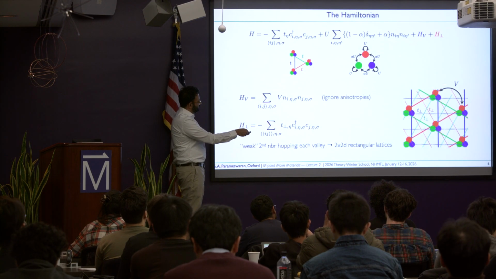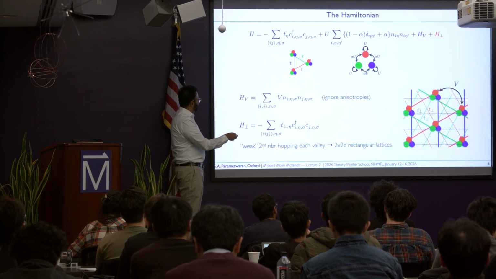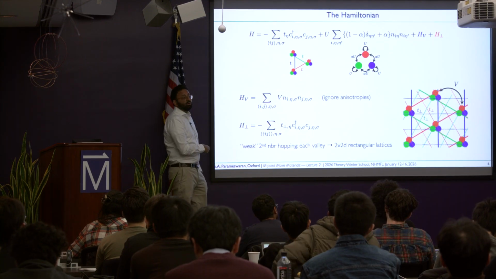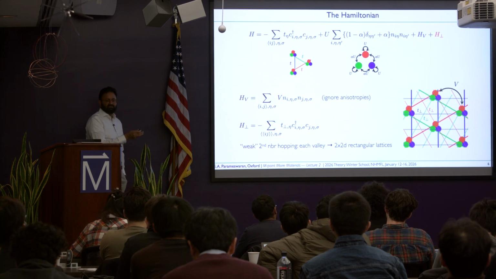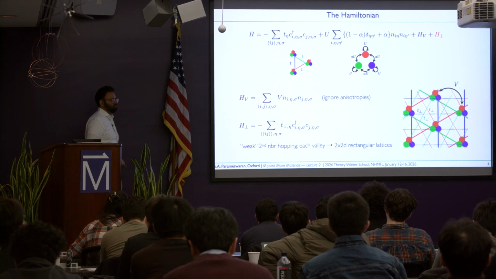So the V term hops the site's electrons this way. And so that has this feature. I'm going to ignore the anisotropies in the V. I'm just going to say, well, that's a very small correction. So I'm going to say the V term democratically is just a second neighbor repulsion. Any electron here repels any electron here with the same strength.